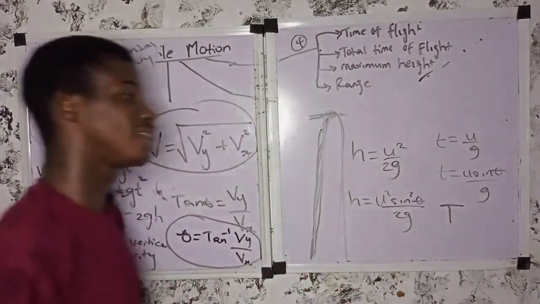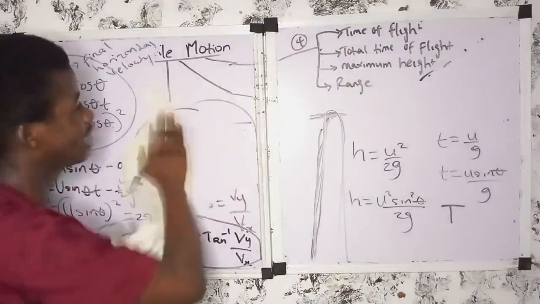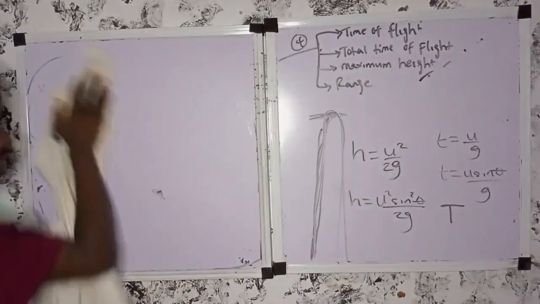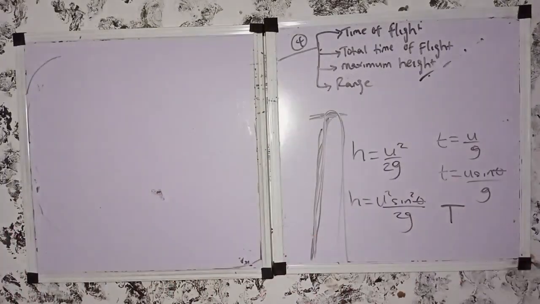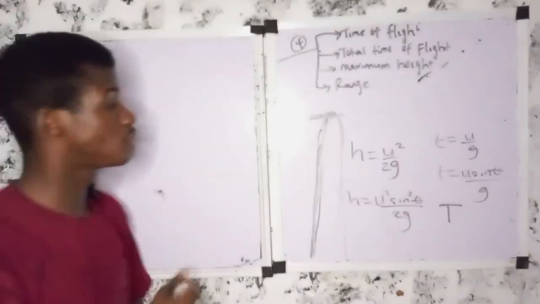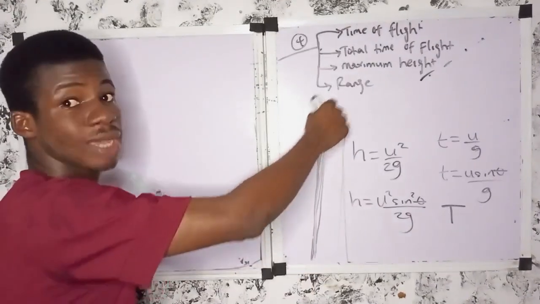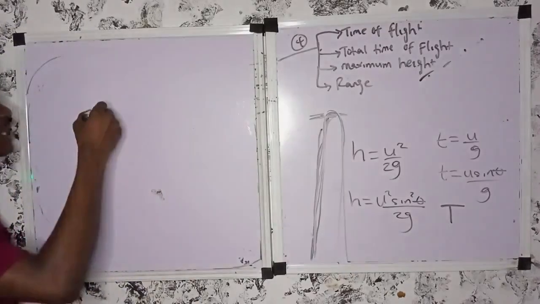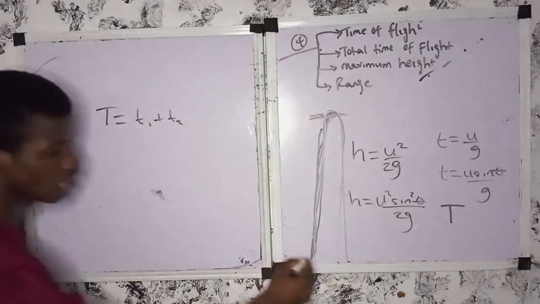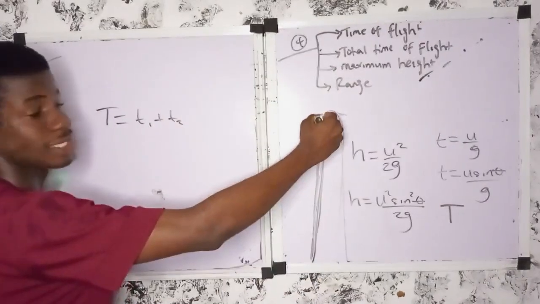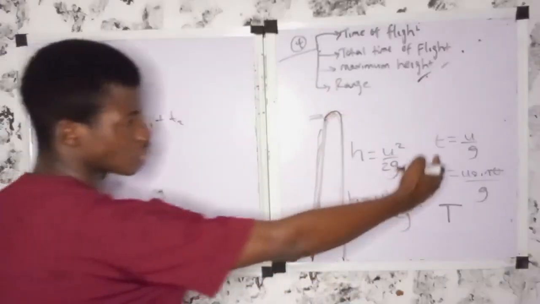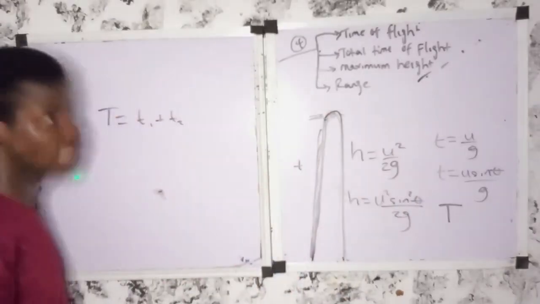Total time of flight. Wow, this topic is very long. Let me clean this part. So total time of flight is the time it takes the projectile to reach the maximum height and to fall to the ground, right? So total time of flight is equal to the time it takes the projectile to reach the maximum height, and the time to fall to the ground. Remember, the time to reach maximum height is known as time of flight.